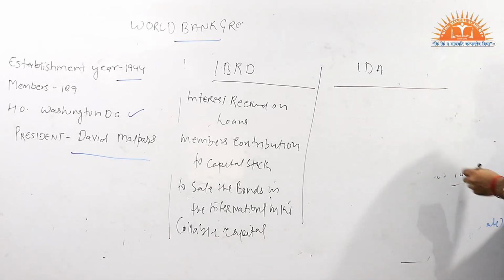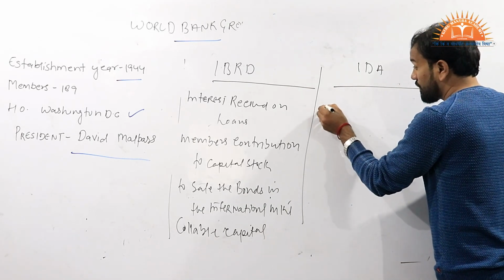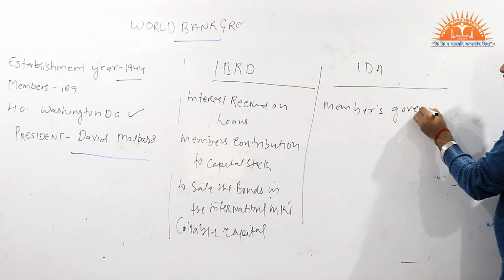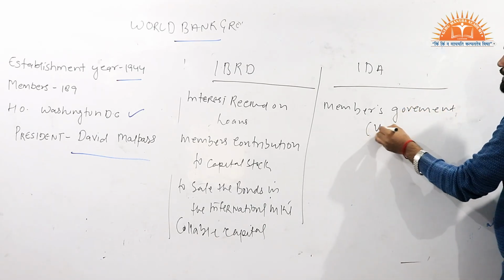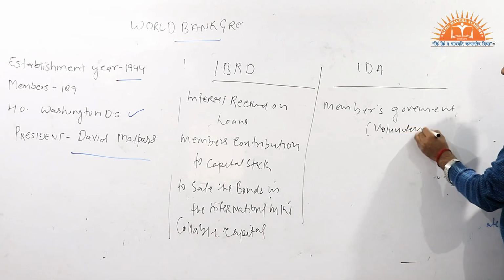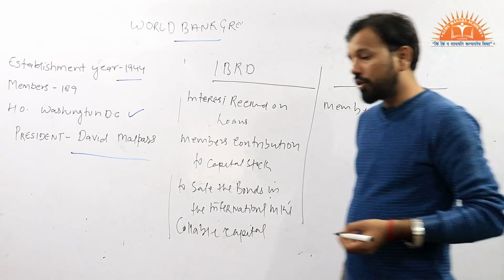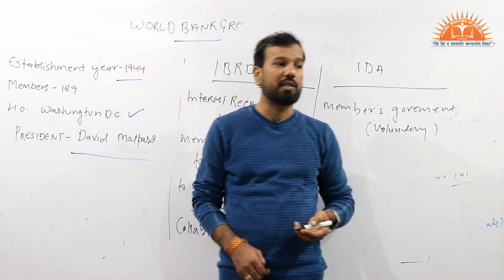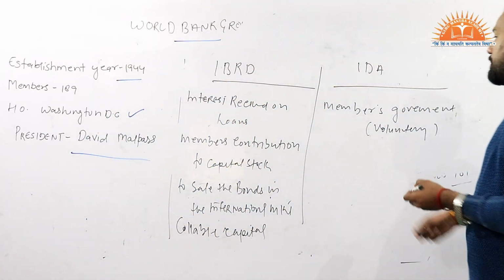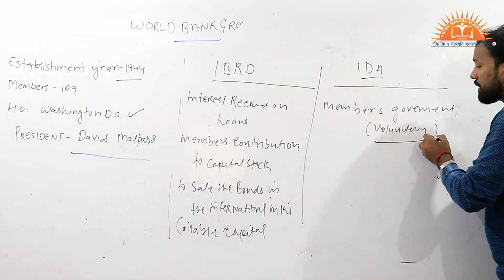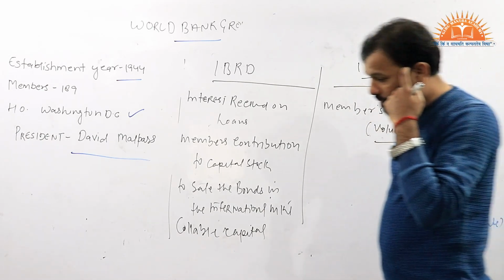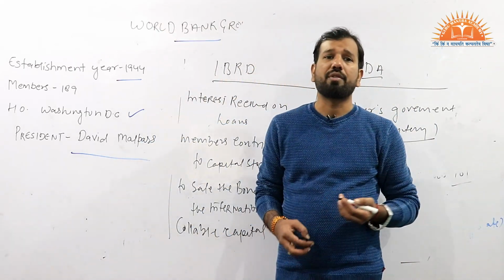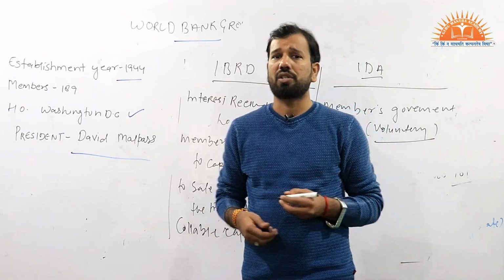IDA पैसा कहाँ से लेके आता है? In the first, members' contributions, but it is actually voluntary. In terms of the IBRD, if you want to become a member of the IBRD, you have to keep a certain amount of money for taking the membership. But in terms of the IDA, it's voluntary. Sometimes whenever governments want to give some grant to the IDA, they can keep a certain amount of money with the International Development Association.